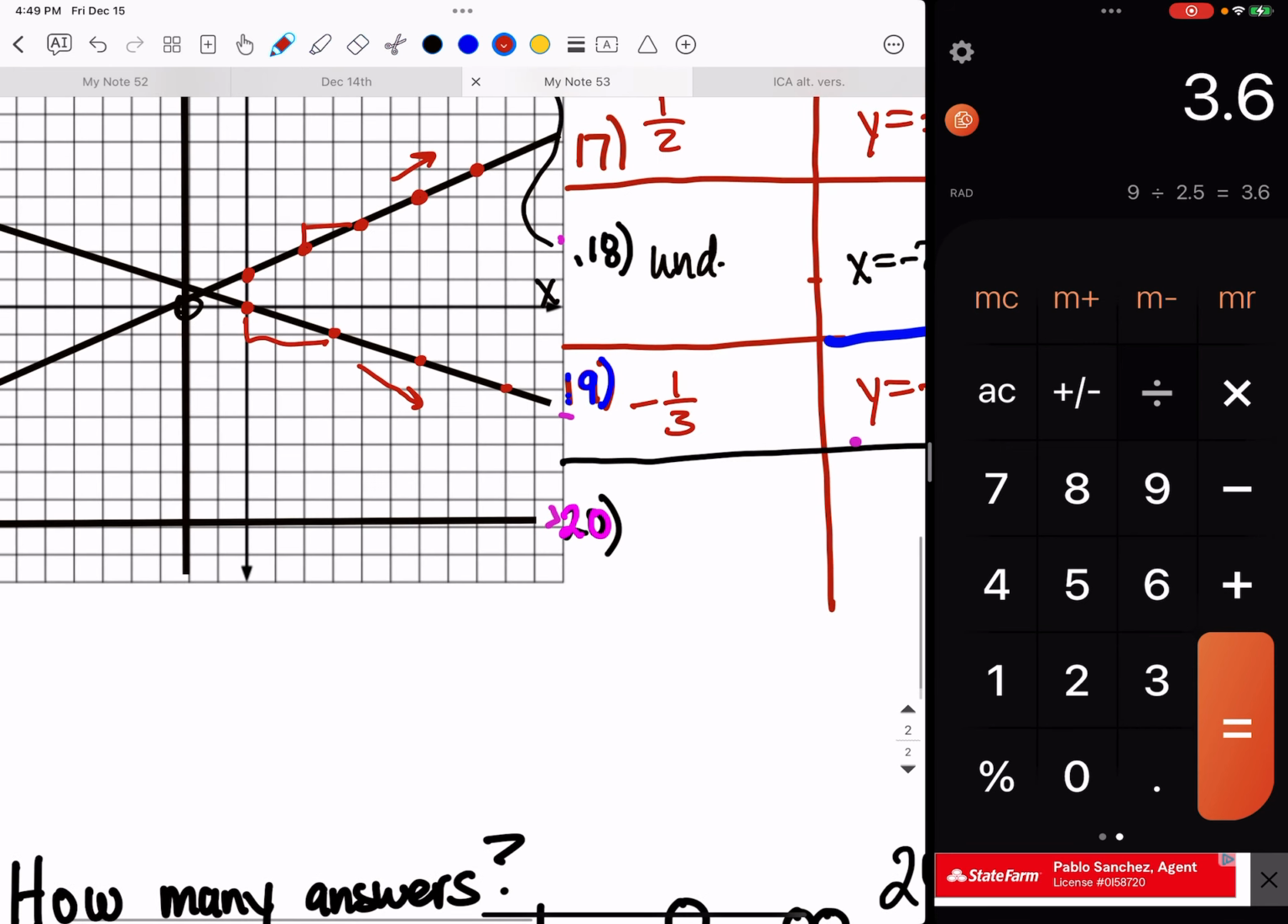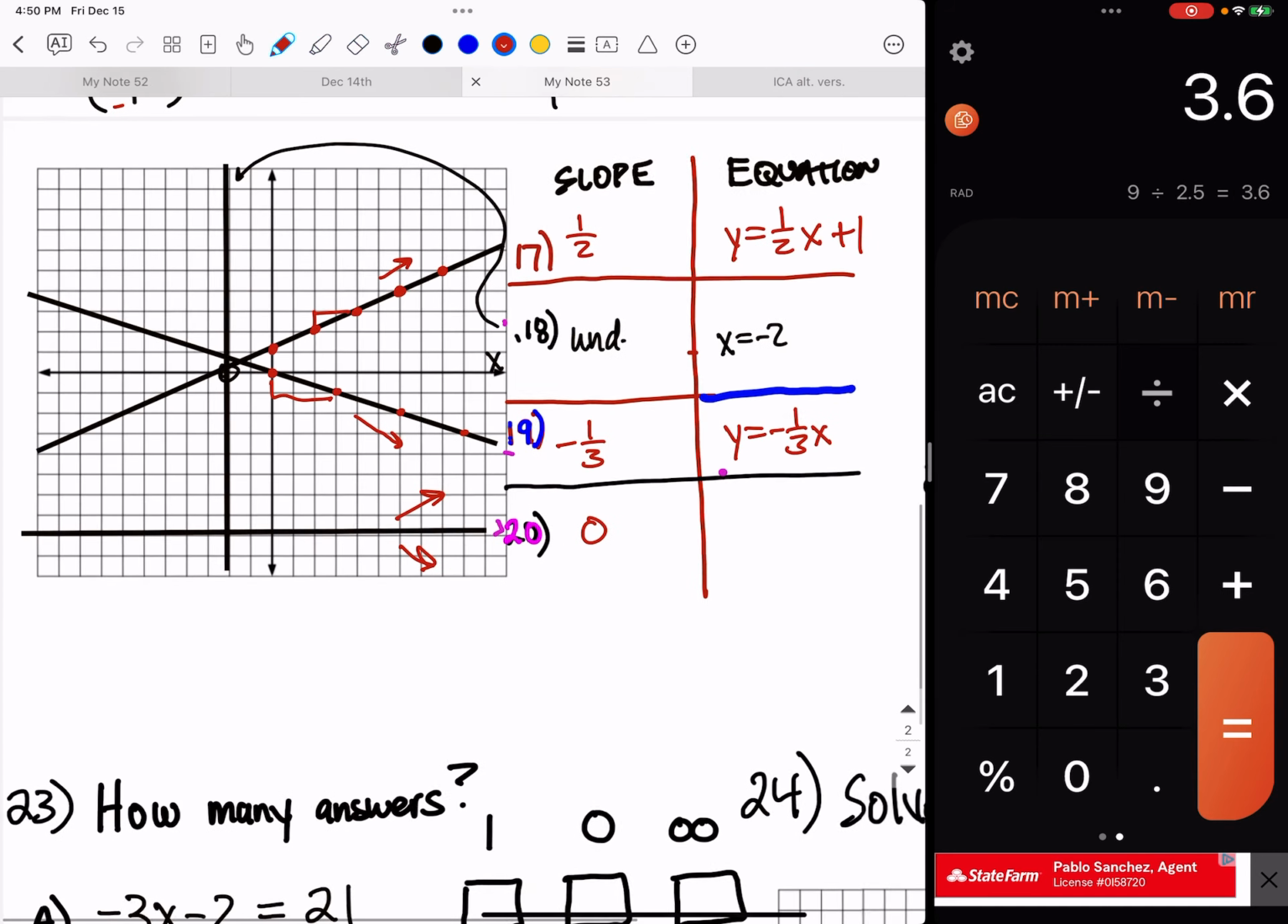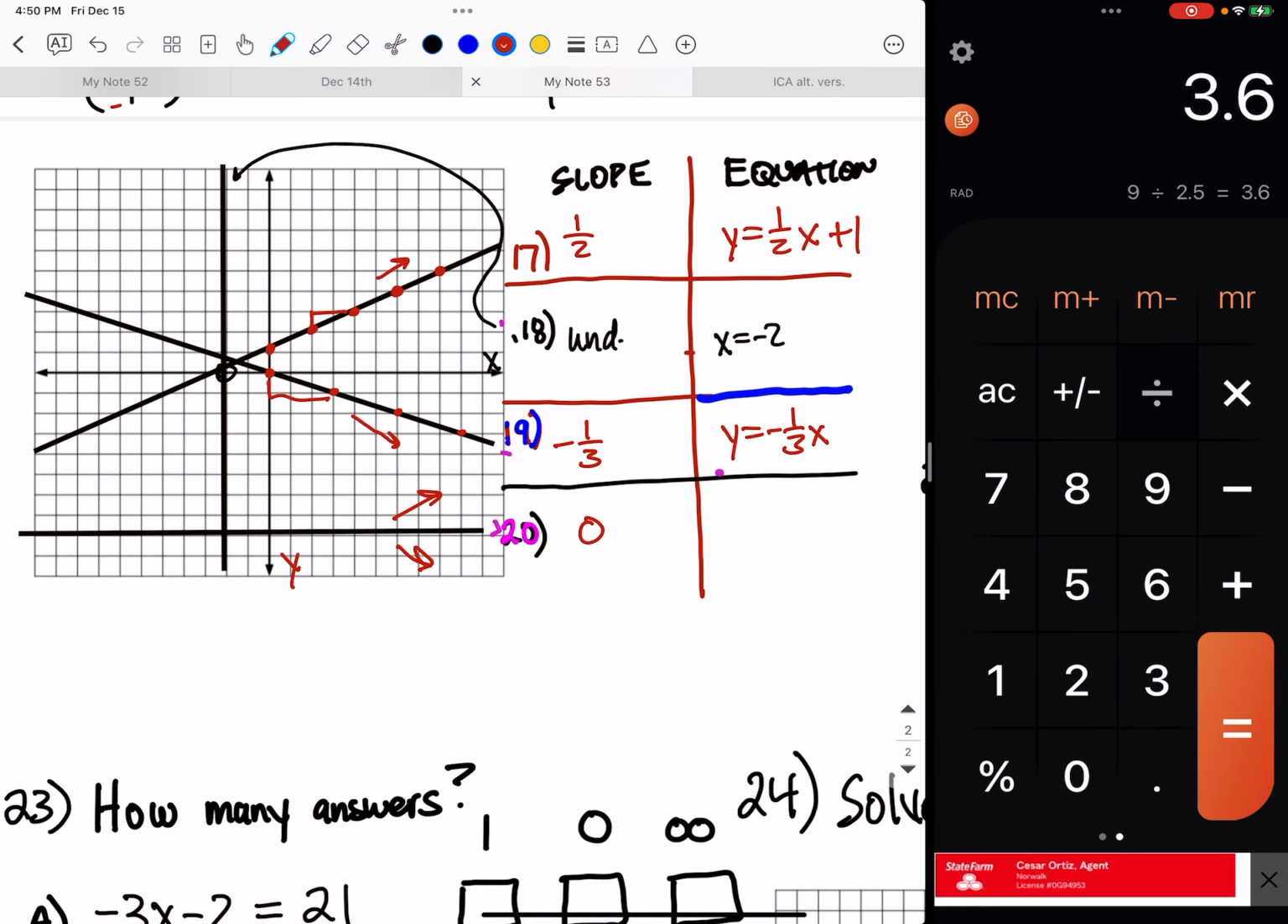And 20, this is a flat line. It's not going up. It's not going down. This is 0. It hits the y-axis at 1, 2, 3, 4, negative 5, negative 6, negative 7, negative 8. Y equals negative 8.